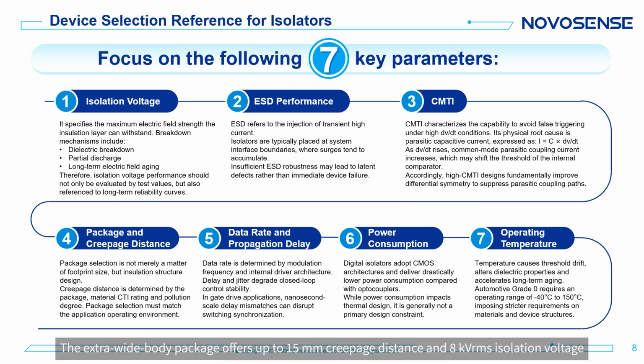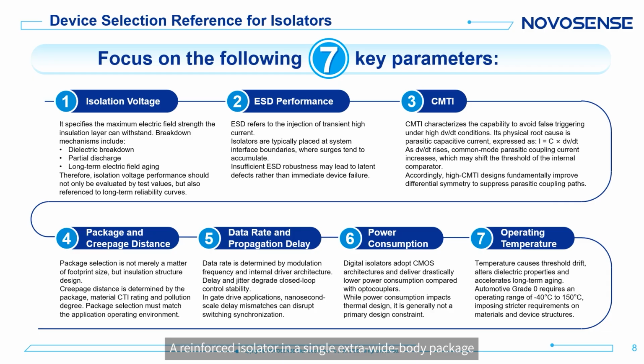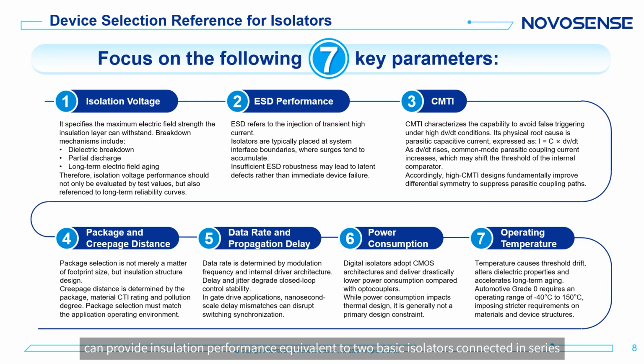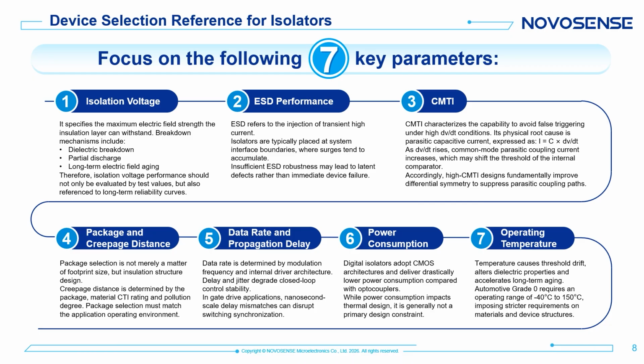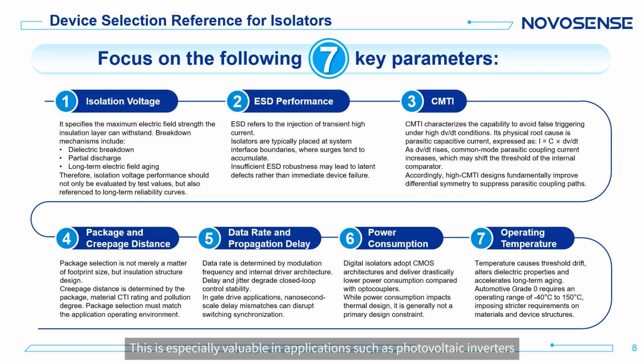The extra wide body package offers up to 15 mm creepage distance and 8 kVRMS isolation voltage. A reinforced isolator in a single extra wide body package can provide insulation performance equivalent to 2 basic isolators connected in series. This is especially valuable in applications such as photovoltaic inverters.